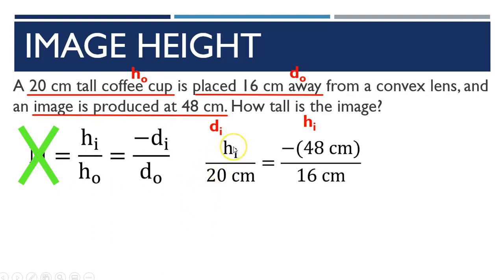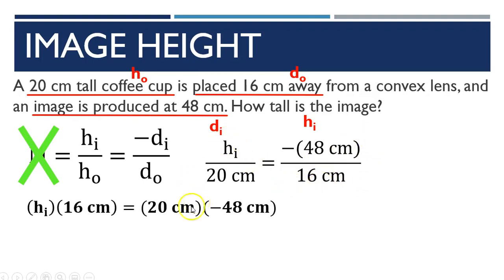Okay, you're looking for HI, so we leave that alone. We know that HO, the object height, is 20 centimeters. We know that our DI, our image distance, is 48 centimeters, so it's negative 48 centimeters, divided by DO, which is 16 centimeters. Now you're going to cross multiply, and we get HI times 16 centimeters is equal to 20 centimeters times negative 48 centimeters.